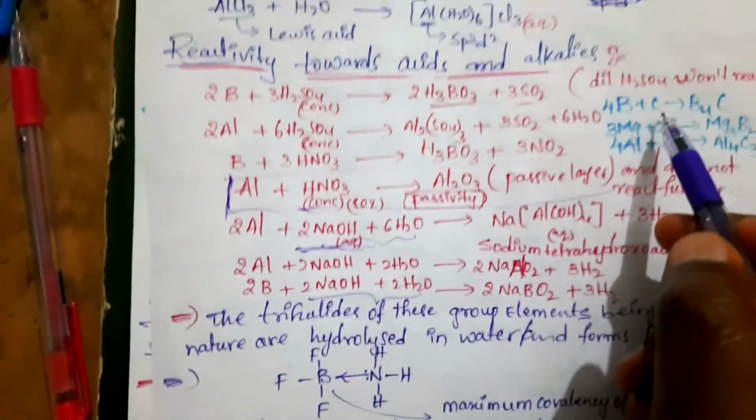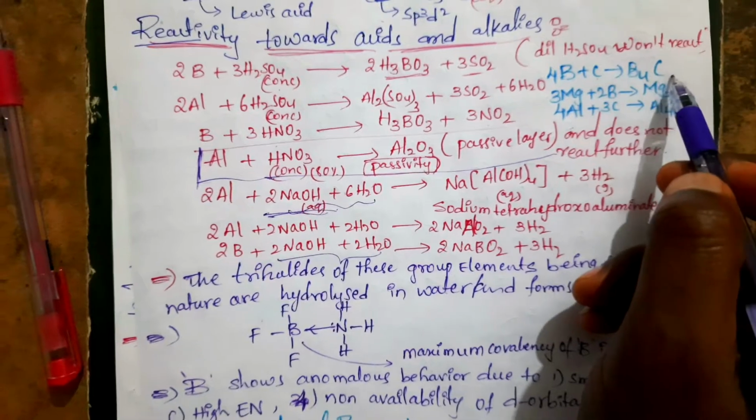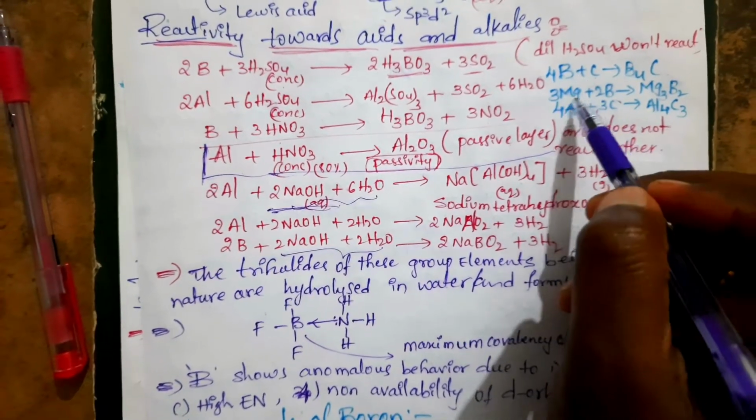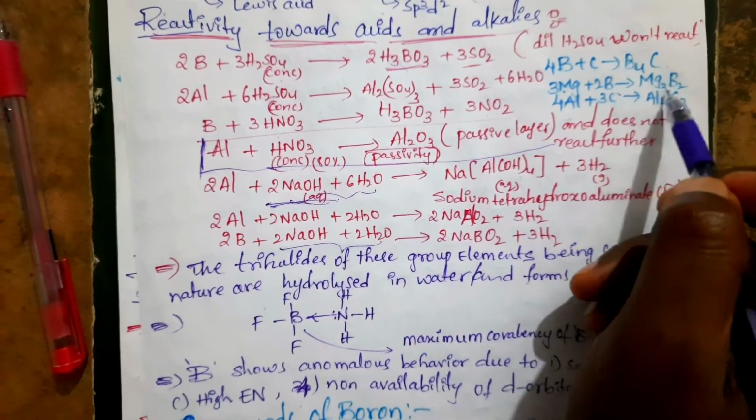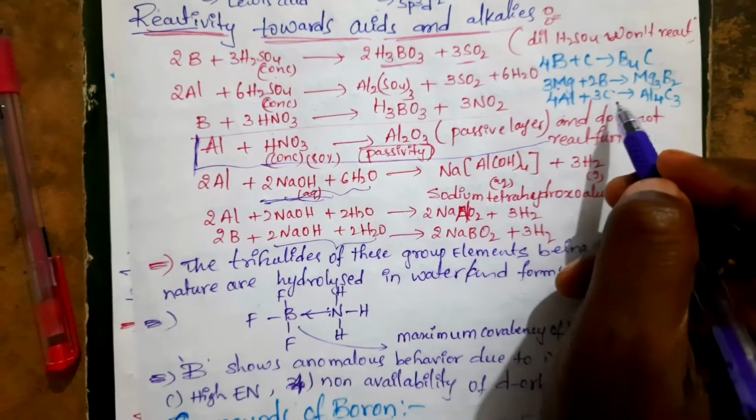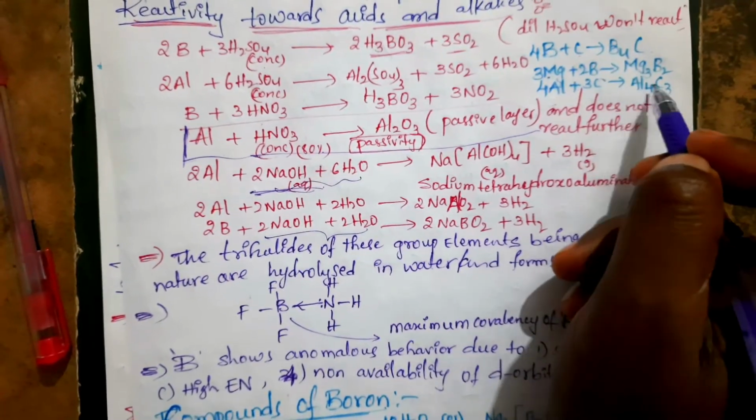Now in this case, boron when it reacts with carbon forms boron carbide. The boron atom can react with magnesium and it will form what? Metal borates also. Aluminum can react with carbon and forms aluminum carbide.